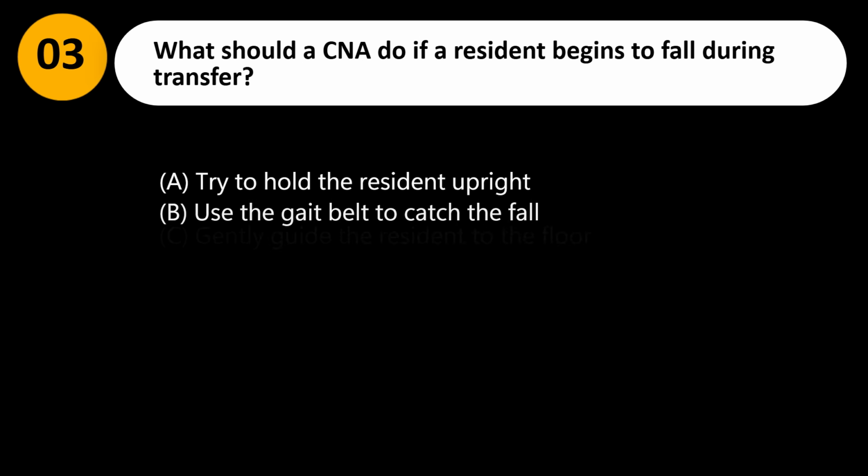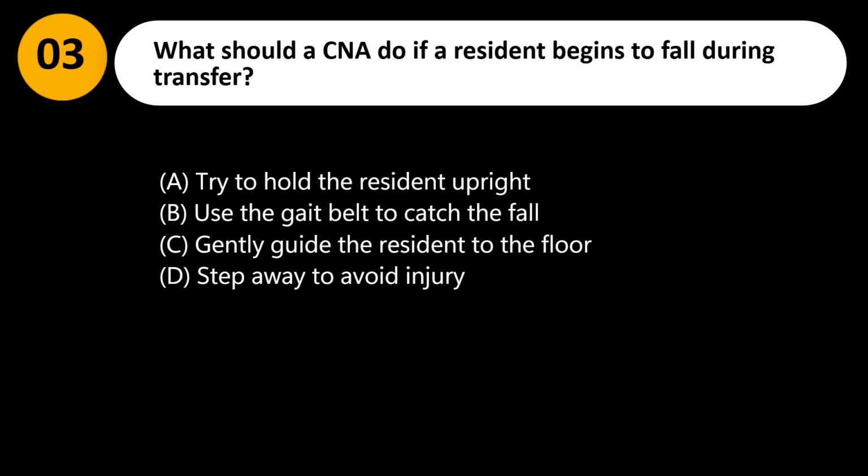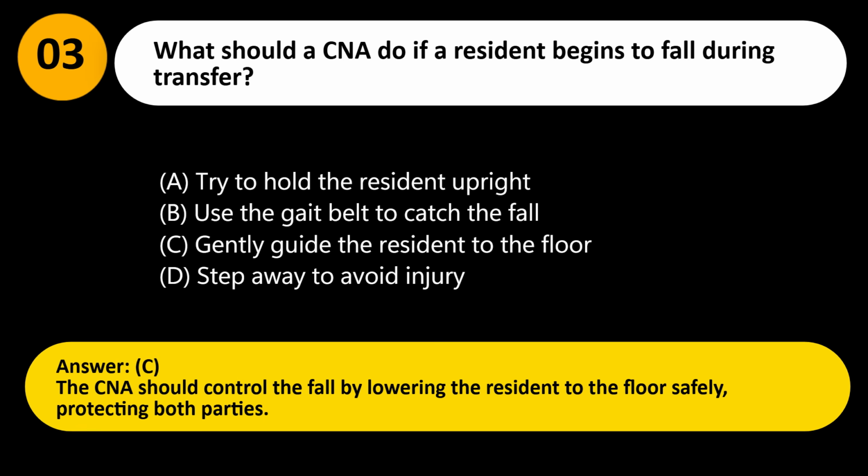What should a CNA do if a resident begins to fall during transfer? A. Try to hold the resident upright. B. Use the gait belt to catch the fall. C. Gently guide the resident to the floor. D. Step away to avoid injury. Answer, C. The CNA should control the fall by lowering the resident to the floor safely, protecting both parties.